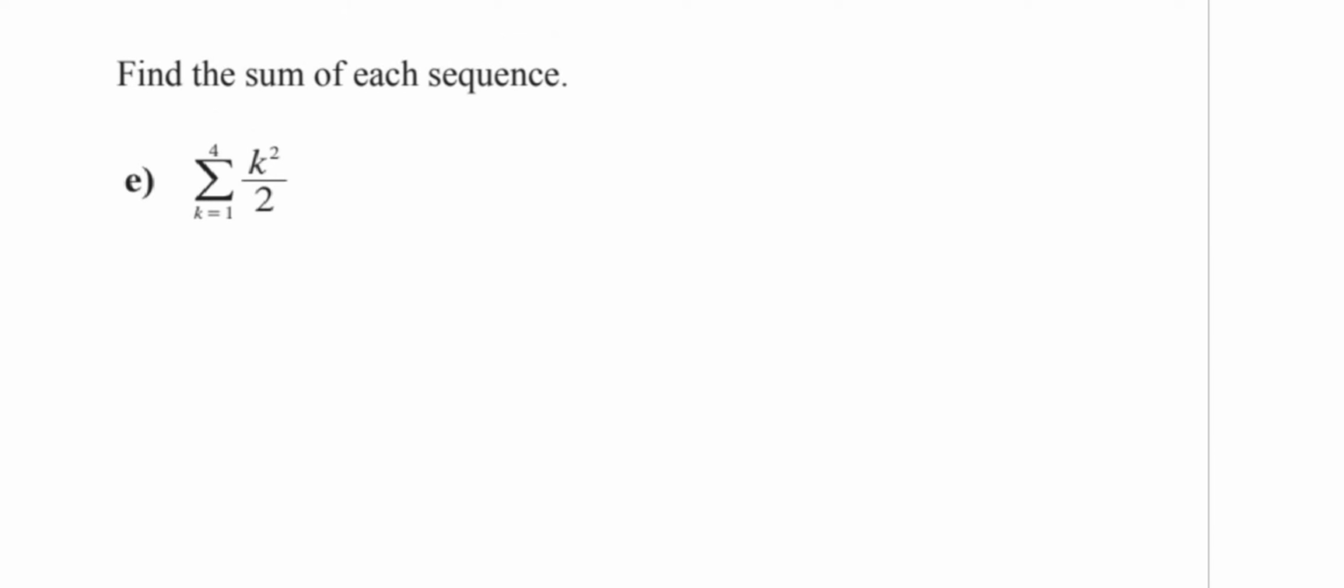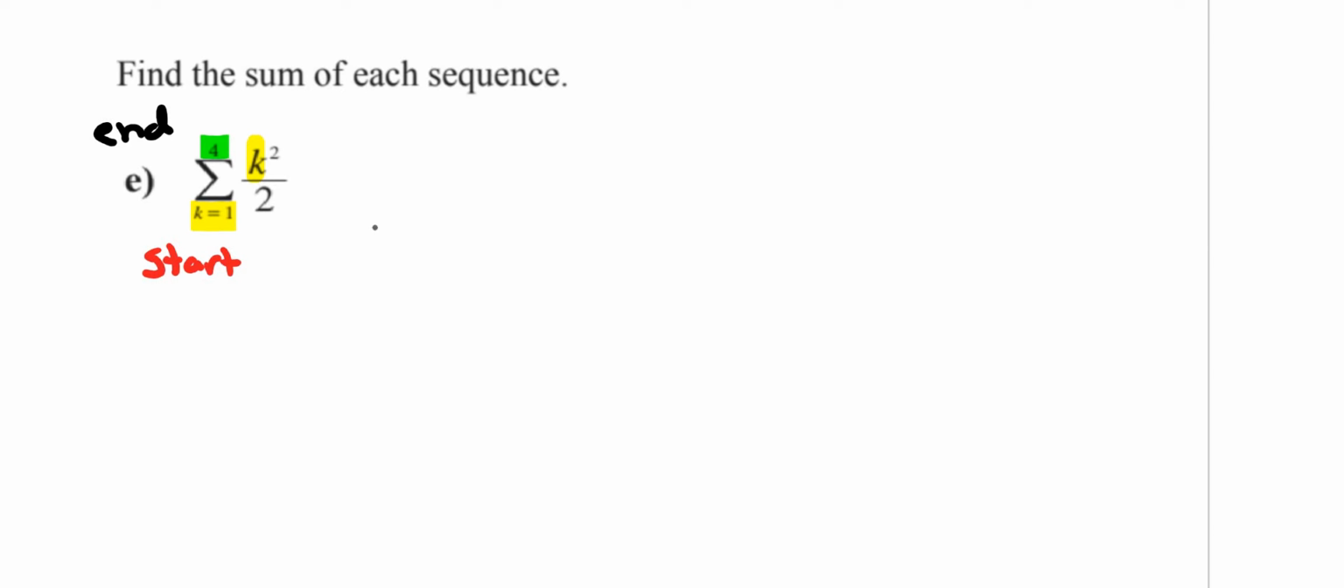Find the sum of each sequence here. All right, so one thing I noticed right now is k equals 1. So this is where you're going to start, and this is where you're going to end when we get to the fourth term there. So anytime you see a k value here, the k value there will change to 1, then 2, then 3, then 4.